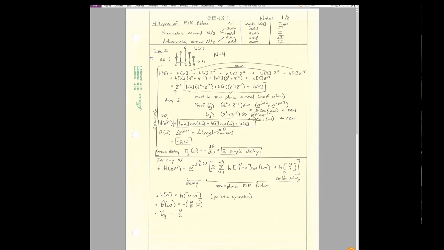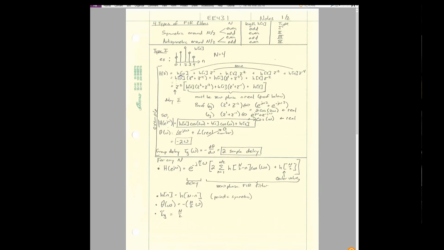Very quickly, I'll just go through the definition for type 1. This is our n, which is even. For n which is even, for example 4, we have an odd length h of n. That means it's always going to be symmetric around some point. It's going to be symmetric around n over 2. And I'd like you to take a look at how this derivation works.